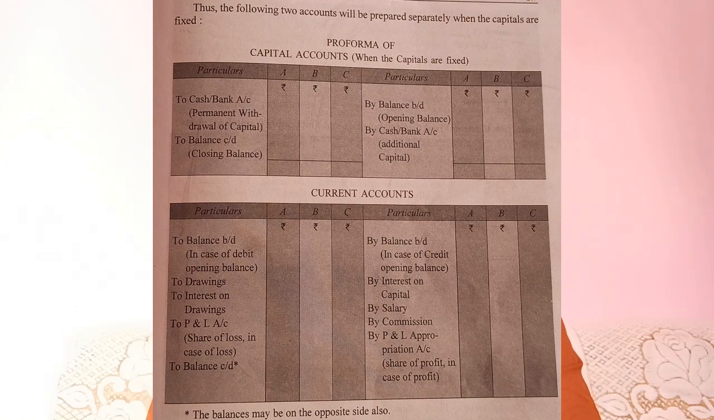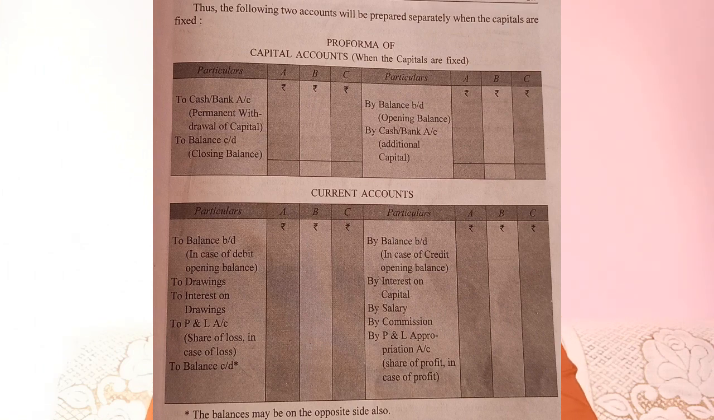Number one, the balance brought down. On the credit side, the item is given as balance brought down, the opening balance. The balance brought down means the capital contributed by the partner in the business. Number two is by cash or bank account, additional capital.